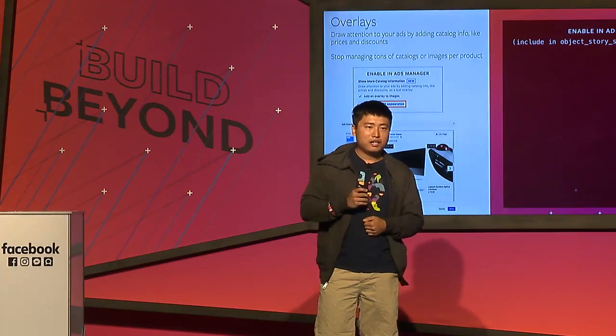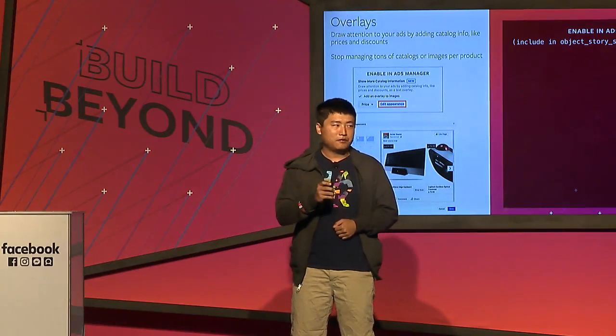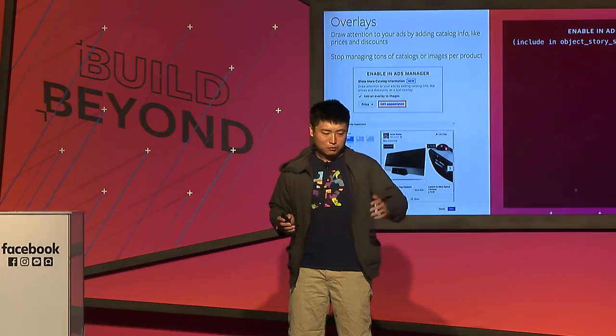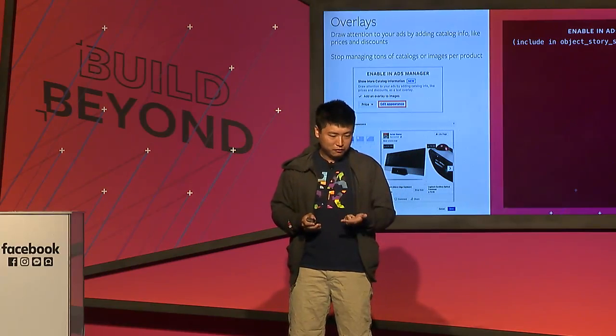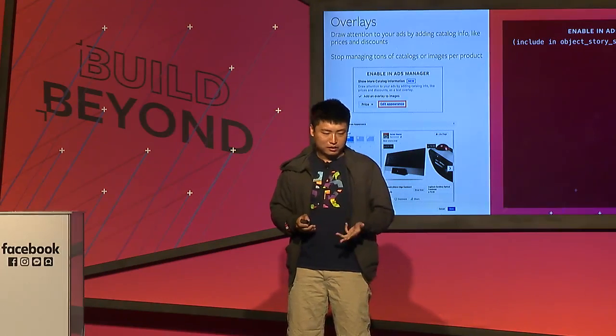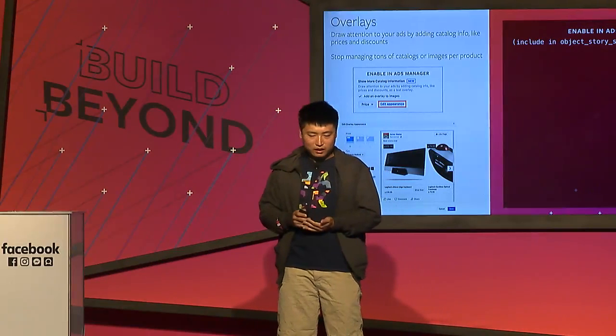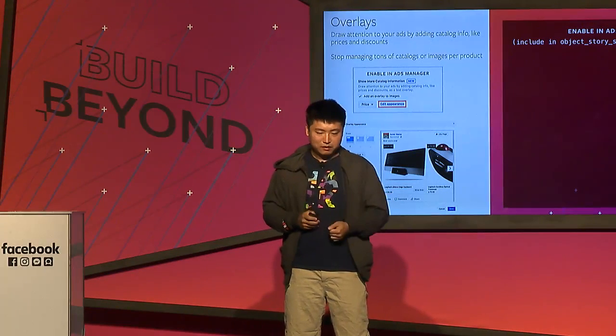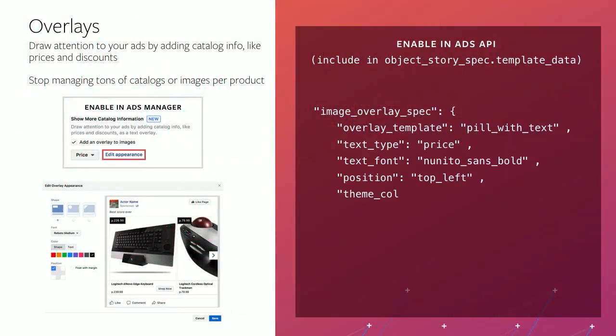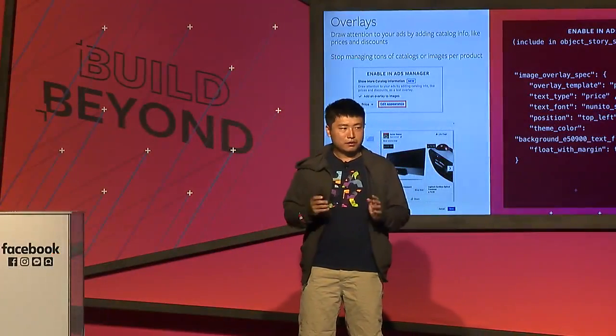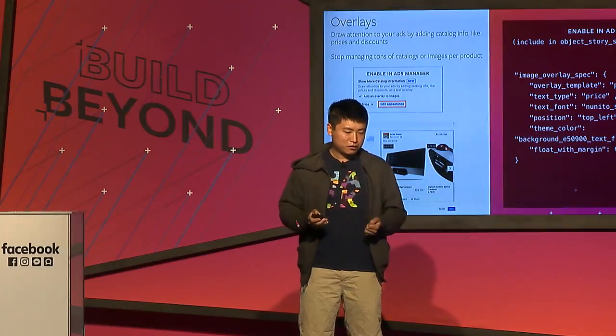So enabling overlays is really easy. In Ads Manager, it's just a checkbox. And if you want to customize it, you can tap on the Edit Appearance link. It'll pop up a dialog where you can configure everything from the shape to the font to the color to the position of the overlay. So give it a try. Enabling it in the API is just as easy. You just include in your template data image overlay spec with the specifications that you want. So when you're creating an ad creative, give this a try, see if it works for you.